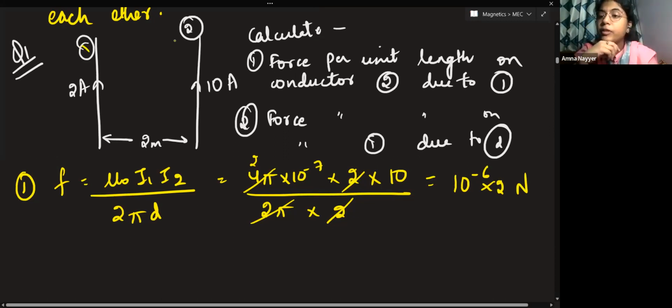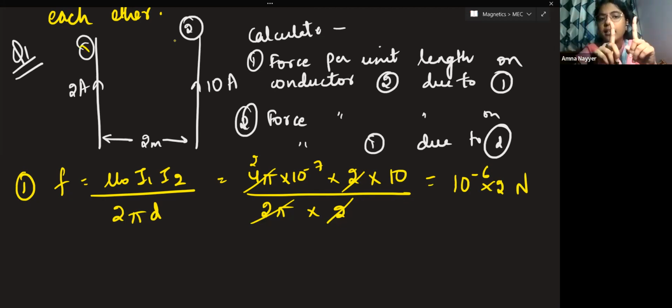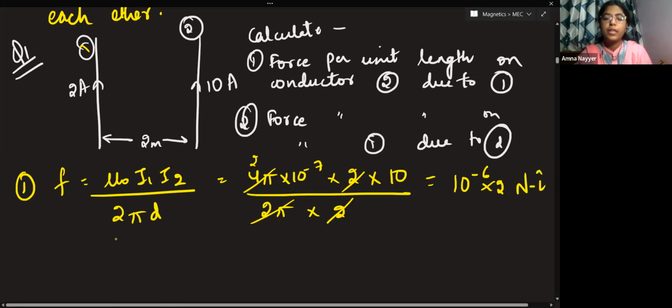Now regarding the direction, we are calculating the force on the second one due to the first one. It means we have to see the motion of the second one. So the second one will get attracted towards it, so it will move towards the left hand side. That is minus I cap, because we are just seeing the motion. Since both the currents are pointing in the same direction, they will attract each other. So the second one will move towards the first one, and we'll write it as minus I cap.